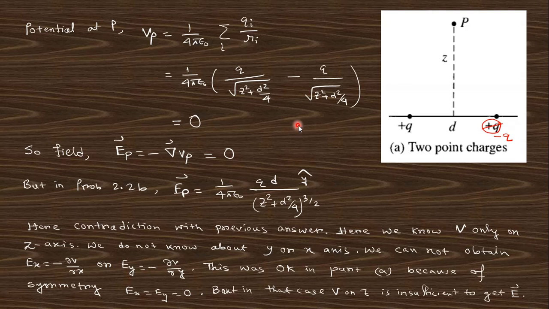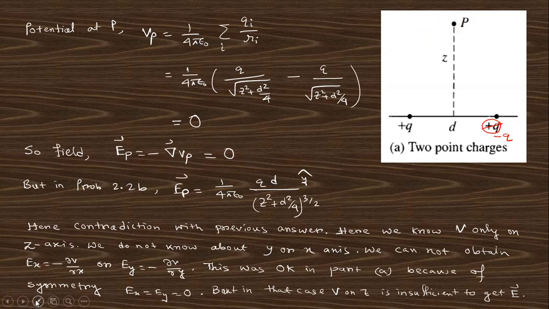So what happened? Up to the previous problem, we just checked the potential from the electric field. But in this problem we get a different thing, because the potential is 0, so the electric field will be 0, but the electric field was obtained as this from the previous problem. What is the contradiction? This potential was found only with respect to z, because we found only the z component of this potential.